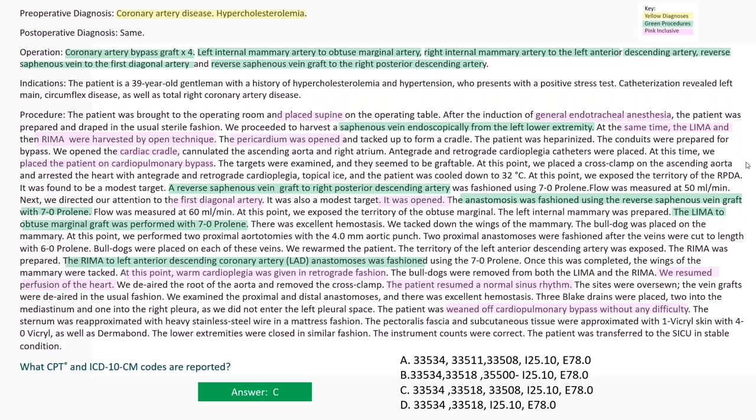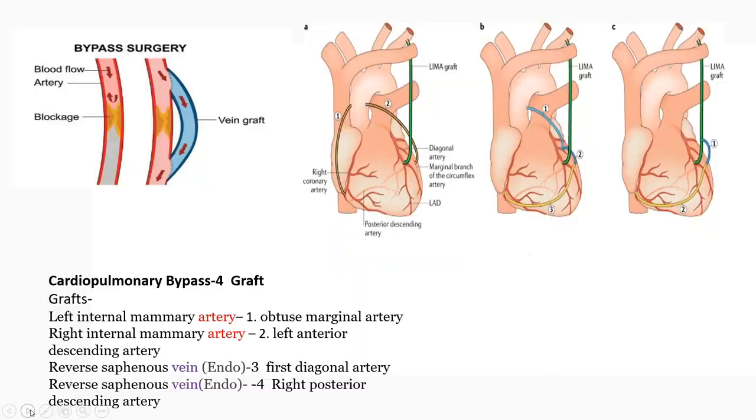Let me have a quick look into the chat. And coders, you can take a screenshot of this scenario. I'll give you 2 seconds for that. What is LIMA and RIMA? LIMA is for a left internal mammary artery graft taken from the left internal mammary artery, and RIMA is for the right internal mammary artery. Okay, I hope you have taken the screenshot, and let's solve this one, coders, together.